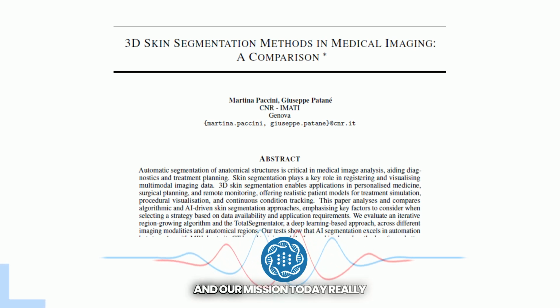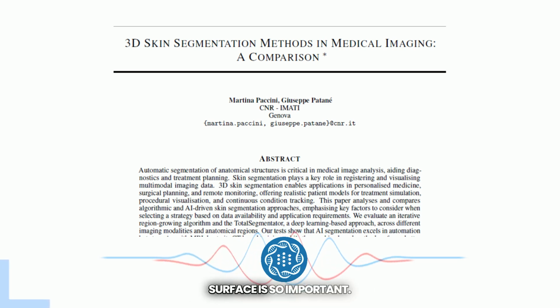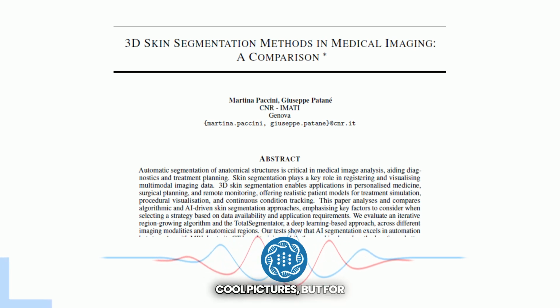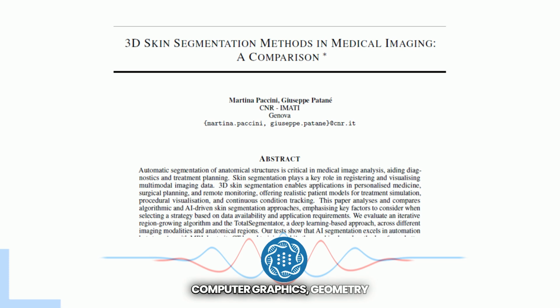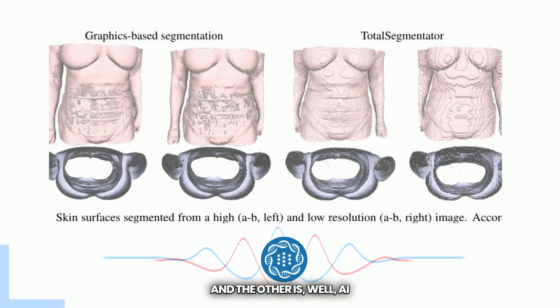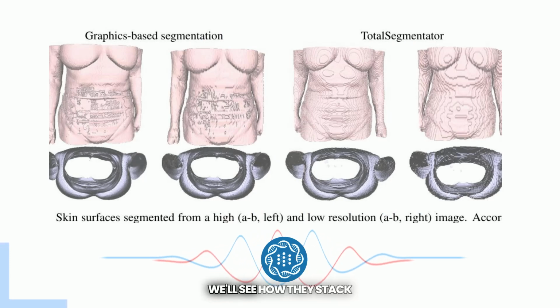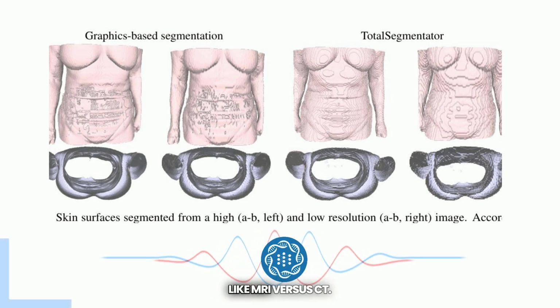Yeah, it's a good one. And our mission today really is to figure out why separating out that skin surface is so important, not just for cool pictures, but for actual practical uses. Right. And then we'll get into what this paper really compares, two very different ways of doing it. One's more like classic computer graphics, geometry-based. The algorithmic way. Exactly. And the other is, well, AI, deep learning. We'll see how they stack up against each other, especially when you use different scans, like MRI versus CT.